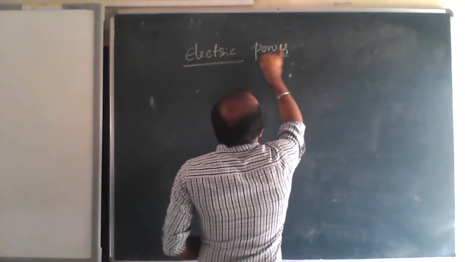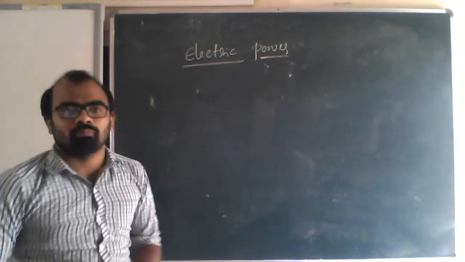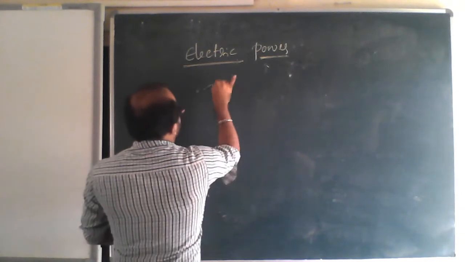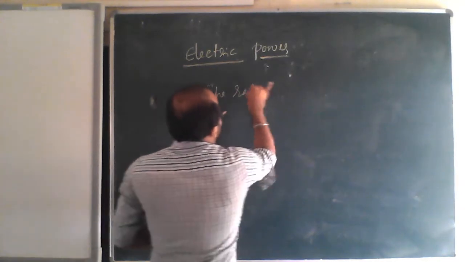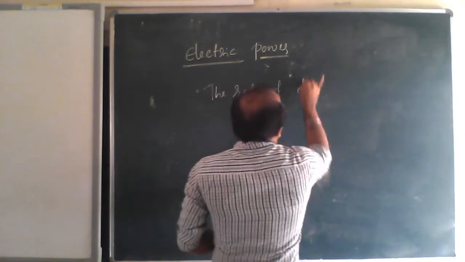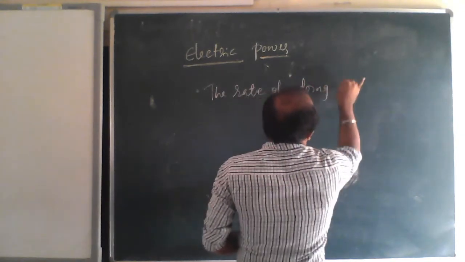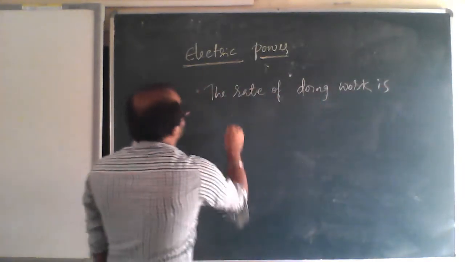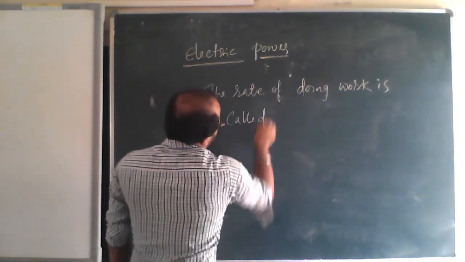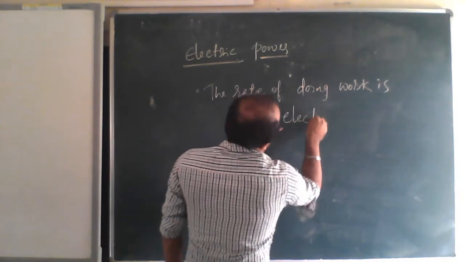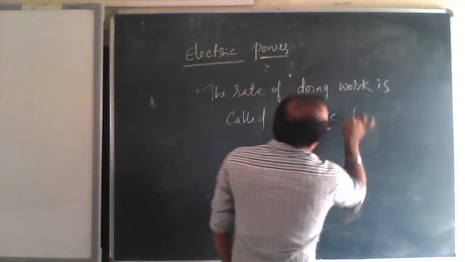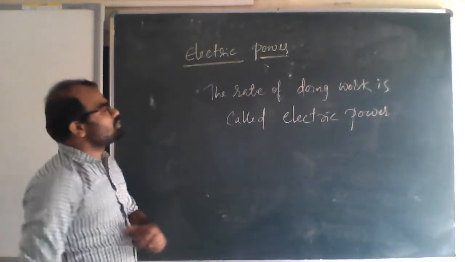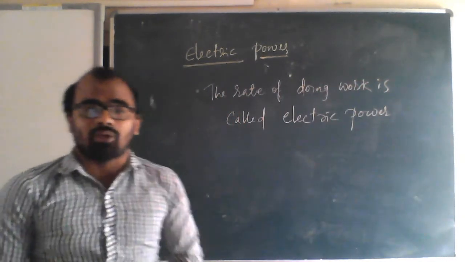We can say it is the rate of doing work, denoted by P. What is electric power? Electric power is nothing but the rate of doing work. The rate of doing work is called electric power.